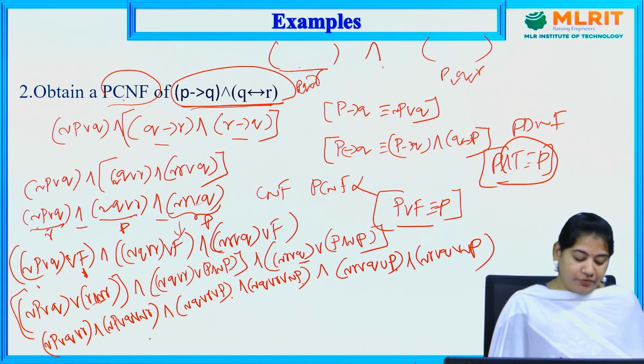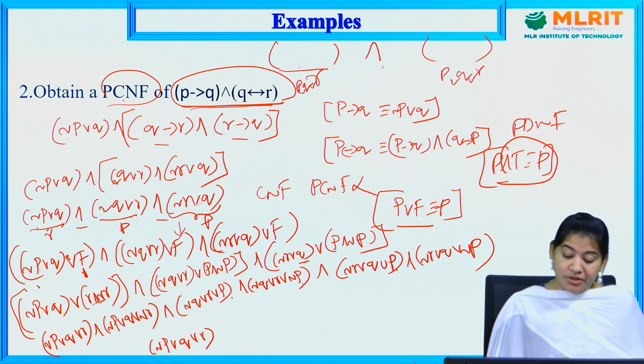So we don't have that first term repeating. Write it as it is here: negation P or Q or negation R. One time you can write it here, negation P or Q or negation R.